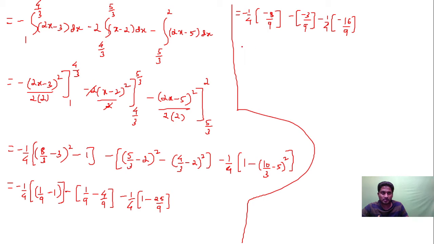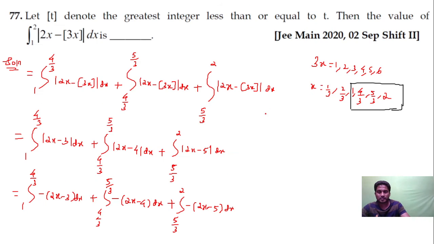Minus 16 by 9. So this is 2 by 9 plus 1 by 3, or I can take 3 by 9. Plus this is 4 by 9. You get 9 by 9: 4 plus 3 plus 2, 9 by 9. So answer will be equal to 1. So here the answer should be equal to plus 1.